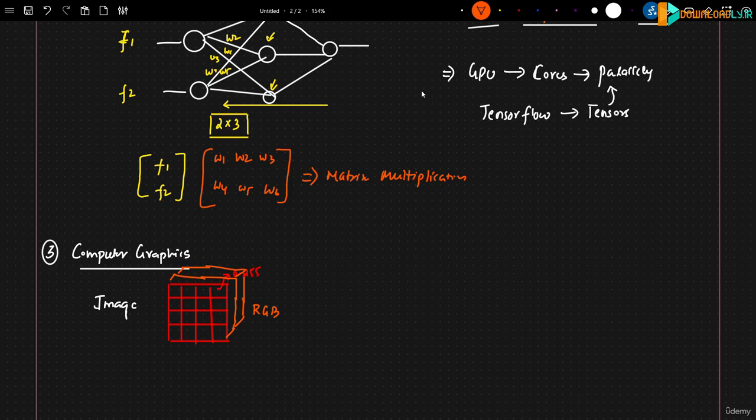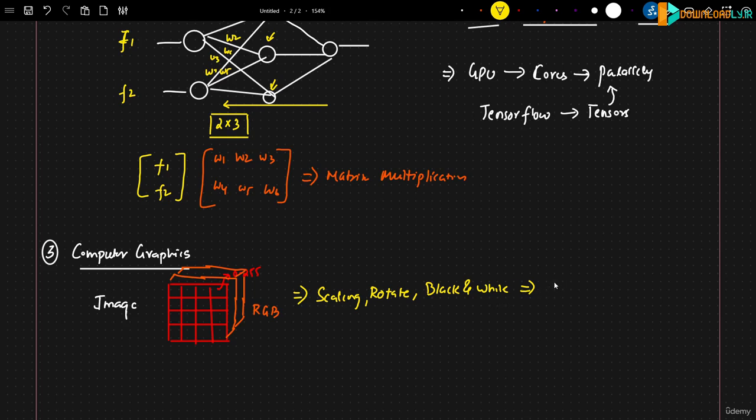Let's say I want to perform some important operations on this particular image. What kind of operations? Let's say I want to scale it. I want to rotate the image. I want to change this image into black and white, right? In all these things, we can perform some operation.